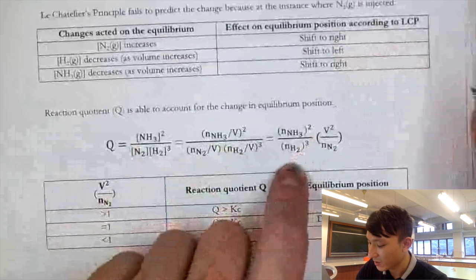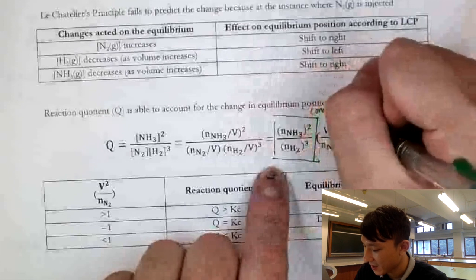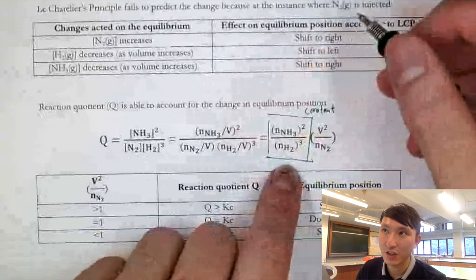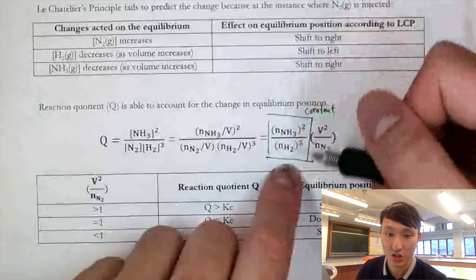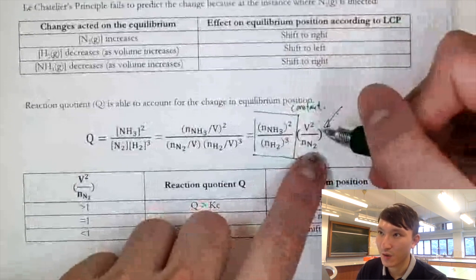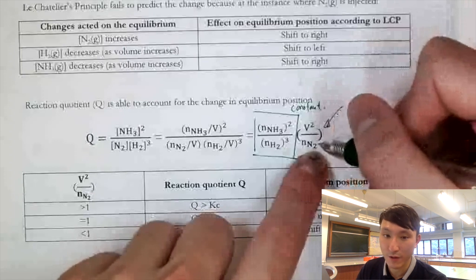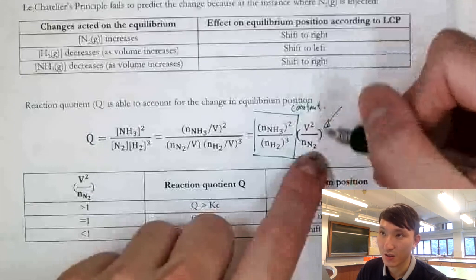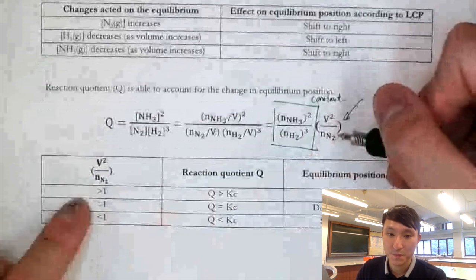So these will not change, right? These are somehow constant. This will not change at the moment where N2 is injected into it. The moment N2 is injected into it, these two should not be changing, right? So all we have to look at is this term, which is volume and the number of mole of N2. Now, injecting the N2 will increase the number of mole of N2, but also increase the volume. So the question is whether or not this term is bigger than 1, smaller than 1, or equal to 1.